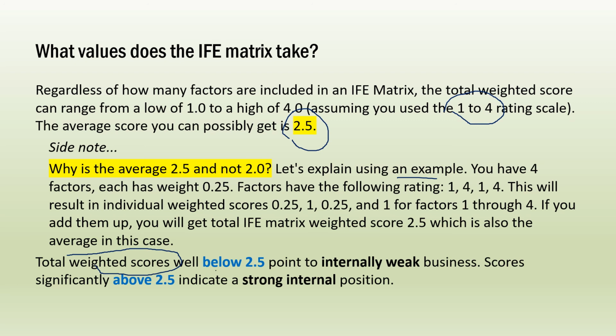So if it is below 2.5, it points to an internally weak business. If it is above 2.5, it indicates a strong internal position.